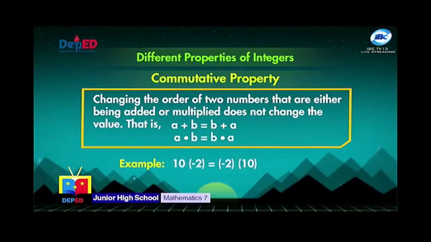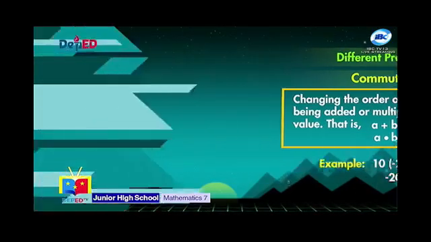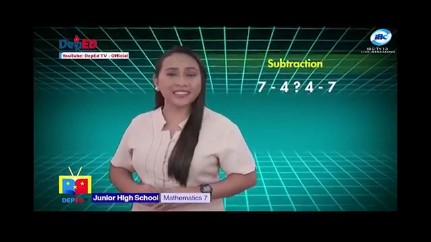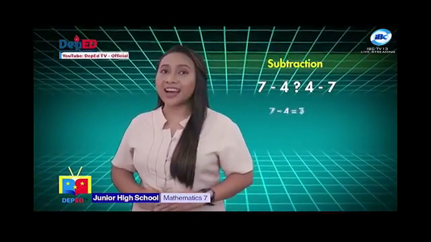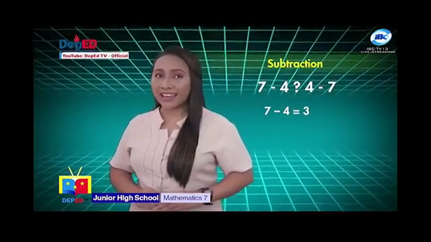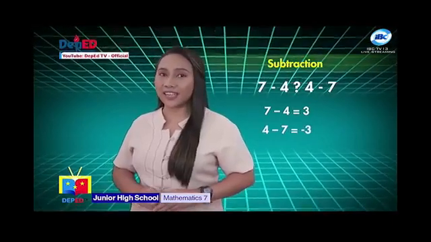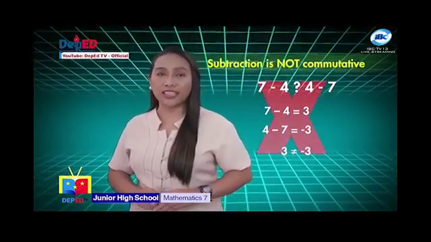10 times negative 2 is equal to negative 2 times 10. Since 10 times negative 2 is negative 20, same with negative 2 times 10, which is negative 20, they are both equal. Take note that subtraction and division are not commutative. For instance, is 7 minus 4 equal to 4 minus 7? It is not. Since 7 minus 4 is 3 and 4 minus 7 is negative 3, hence subtraction is not commutative.